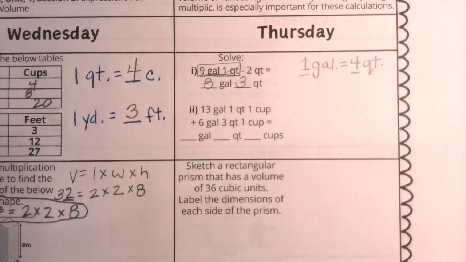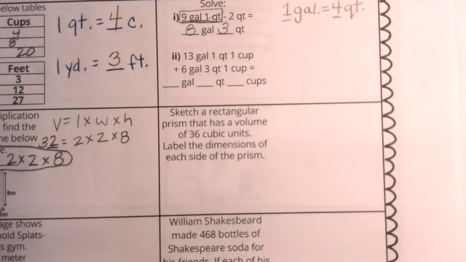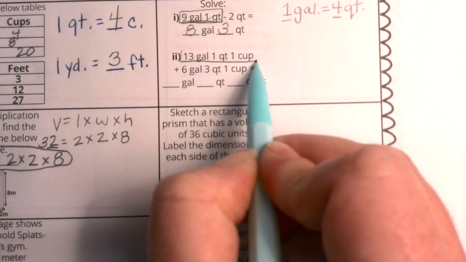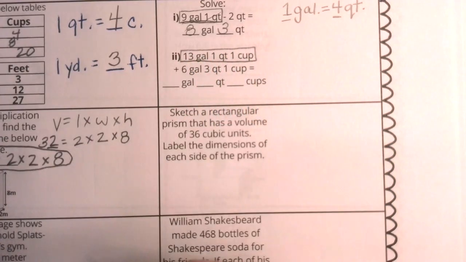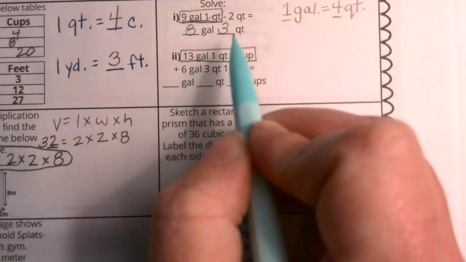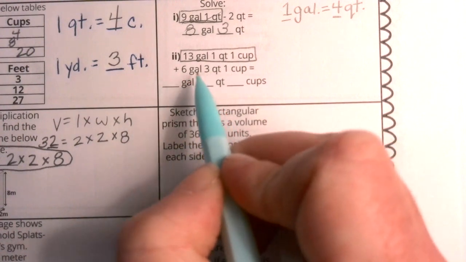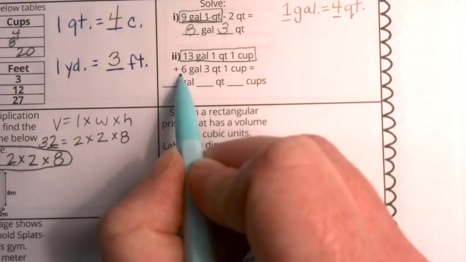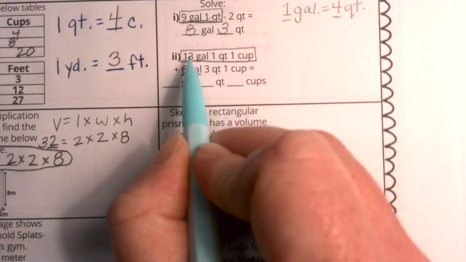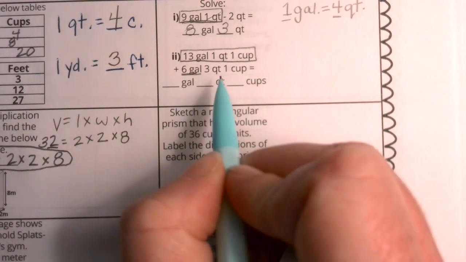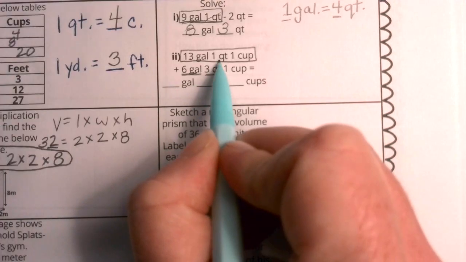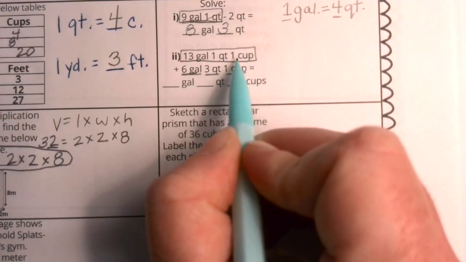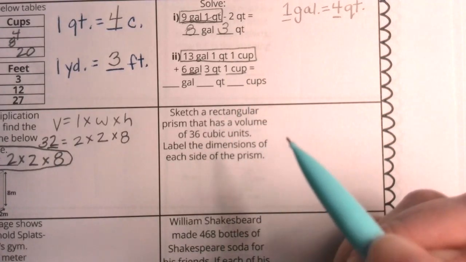Now, let's use similar thinking in our problem number 2. We're starting with 13 gallons, 1 quart, and 1 cup. Now, this time we are not losing a quantity, we're actually adding a quantity. So when I look at this, I'm going to be adding 6 gallons to my 13 gallons. I'm going to be adding 3 quarts to my 1 quart, and I'm going to be adding 1 cup to the 1 cup that I started with.